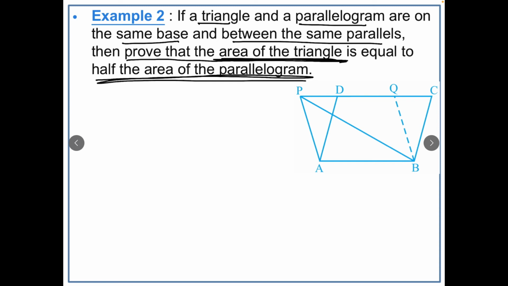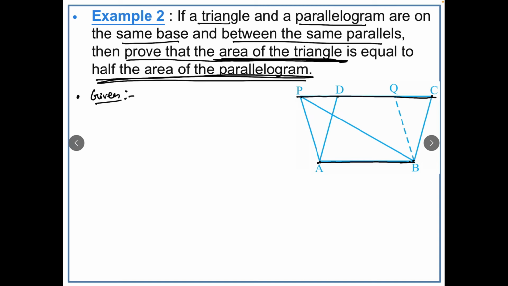So let's see this figure. We have a parallelogram ABCD, and we have a triangle APB. The parallelogram and the triangle are on the same base, which here is AB, and they are lying between the same parallels AB and PC. So let's try the given part first.